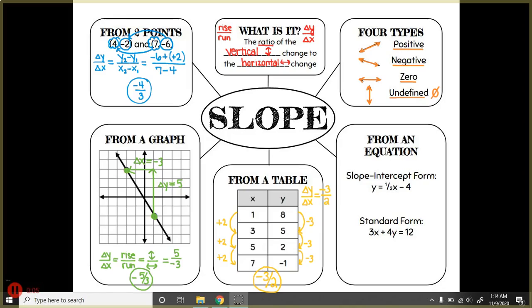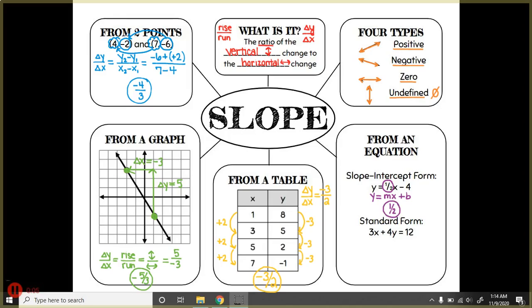And then last but not least, we talked about how to identify slope from an equation. Remember when you are in slope-intercept form, which is y equals mx plus b, the letter m represents your slope, and so my slope in this case would be 1/2.